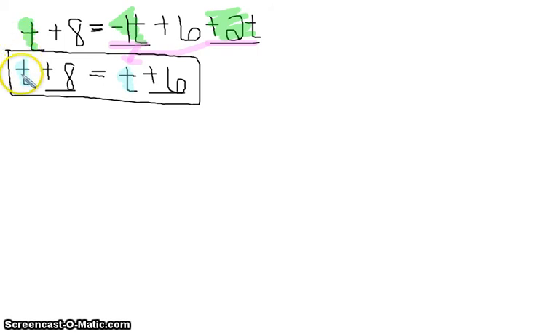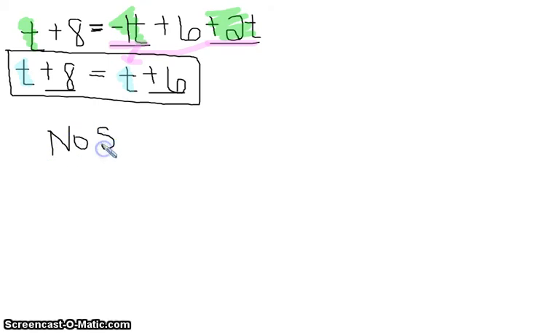If I take any number and add 8, so pick a number in your head, add 8. Use that same number because we're still dealing with t, but now add 6. Are you going to get the same thing? Will you ever get the same thing adding 8 and adding 6? And the answer to that is no, you will not. So this is an example of no solution.